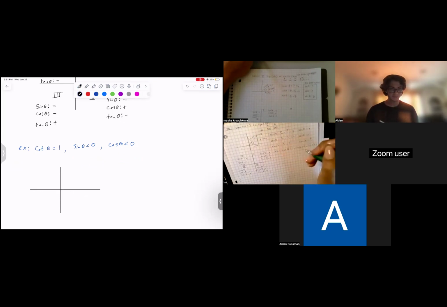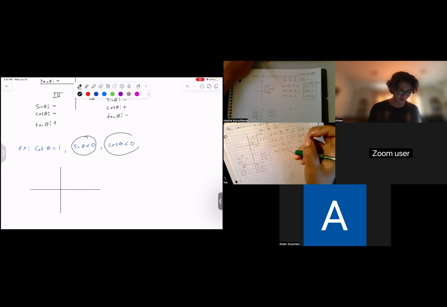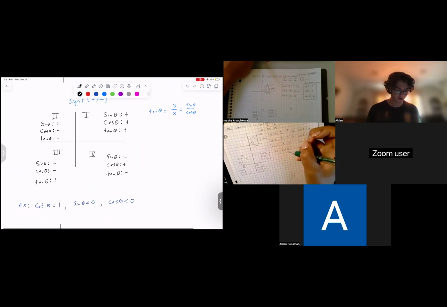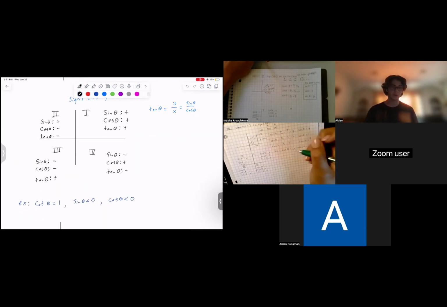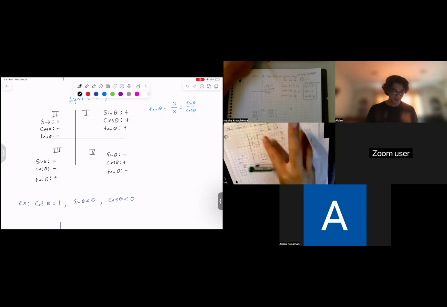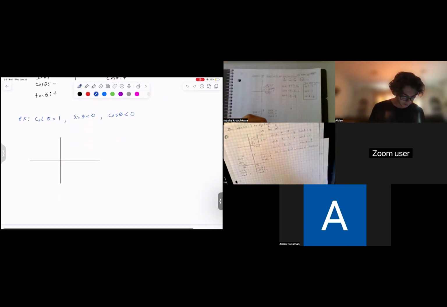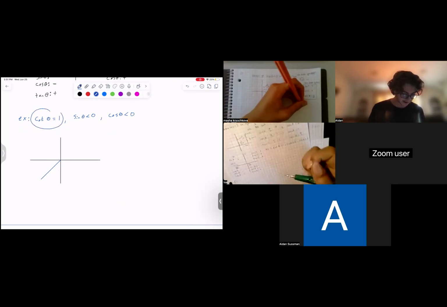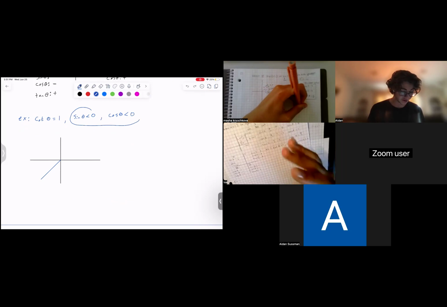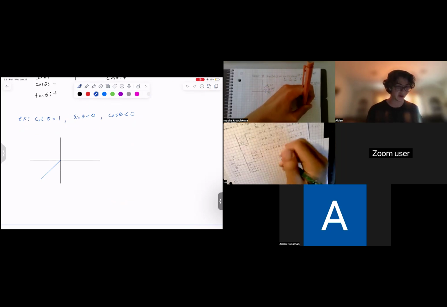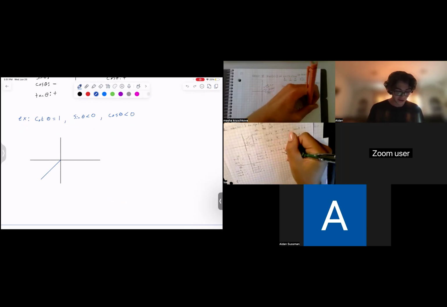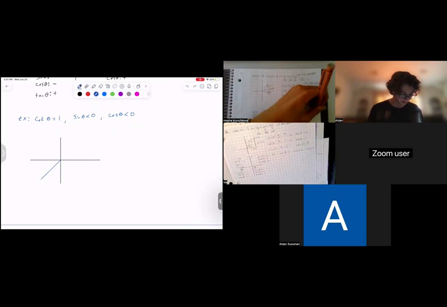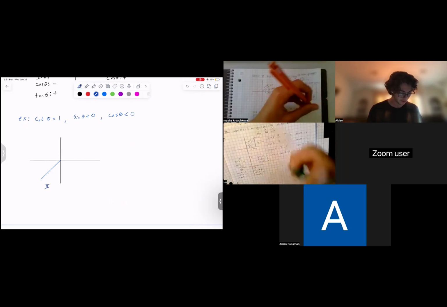What quadrant is that? Wait, could you say that again? Sine is negative and cosine is negative. Which quadrant is that? 1, 2, 3, or 4? The third one? Exactly. They're both negative, so we must be in this quadrant. So anytime you are given, this is an example where we're given the signs of our trig functions. We then use this to figure out what quadrant we're in. We must be in quadrant 3, since they're both negative.